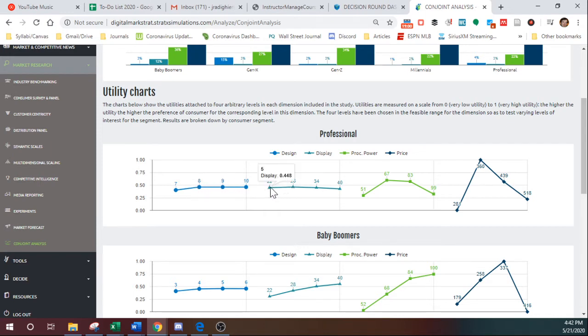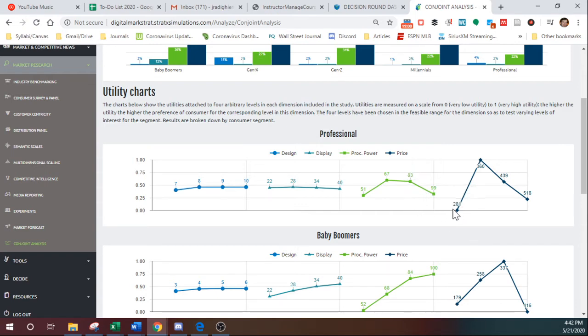Okay, display size, as the size of the display gets beyond 28 inches or 28 centimeters, whatever it is, that starts to go down. Processing power, 51 is good, 67 is great. You get past 67, you start to lose utility.